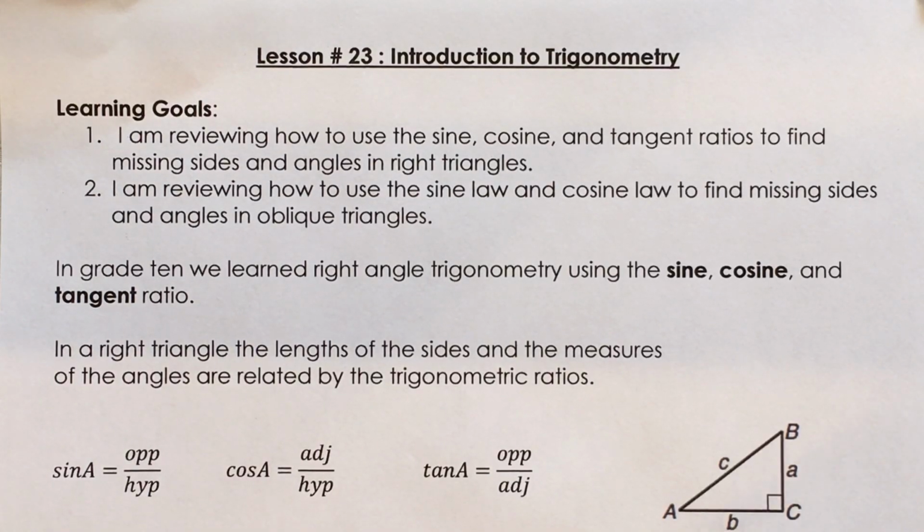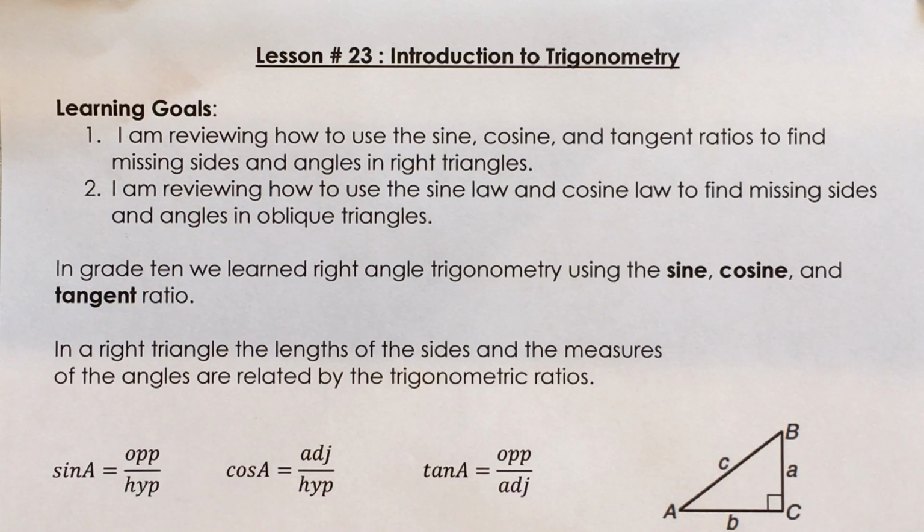This is lesson number 23 on Introduction to Trigonometry. Our learning goals are reviewing how to use the sine, cosine, and tangent ratios to find missing sides and angles in right triangles, like we did in grade 10. And we're also reviewing how to use the sine law and cosine law to find missing sides and angles in non-right angle triangles, or oblique triangles.